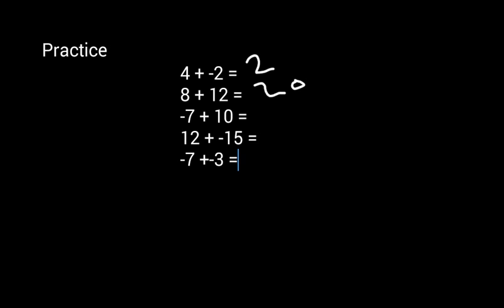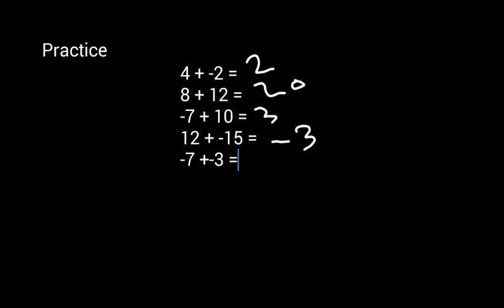Number 3, negative 7 plus 10. There's more positives, so the answer is positive. 10 minus 7 is 3. Next one, 12 plus negative 15. There are more negatives, so 15 minus 12, the answer is going to be negative because there's more negatives. 15 minus 12 is 3.